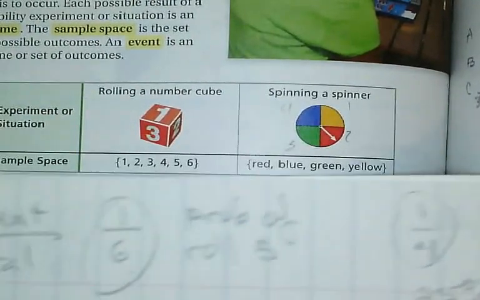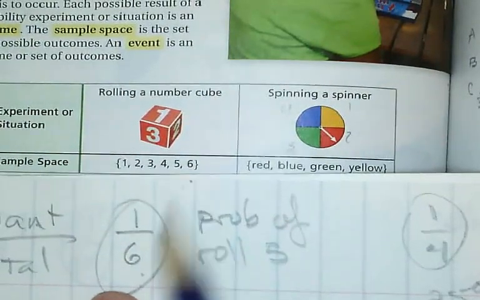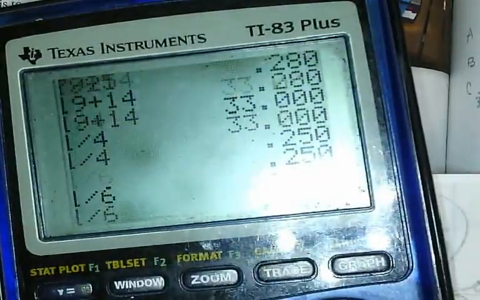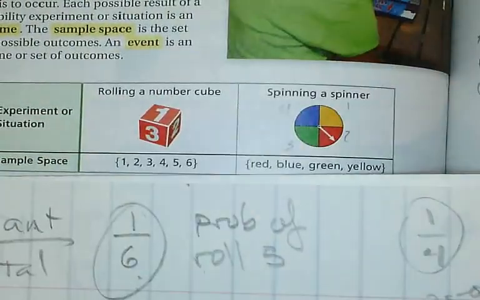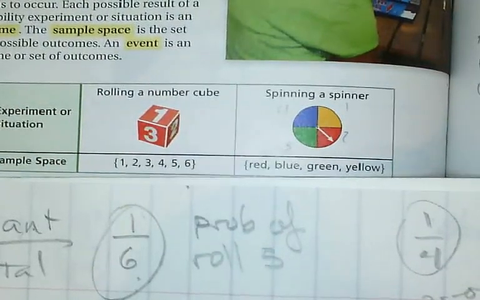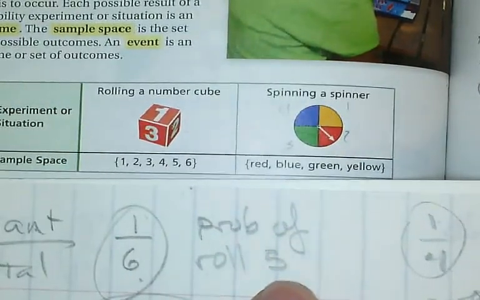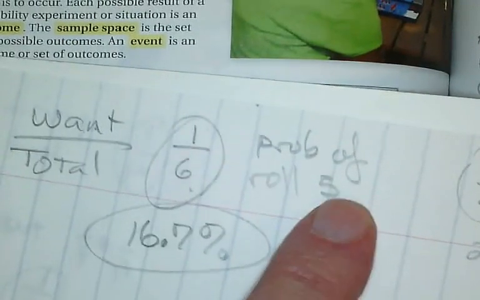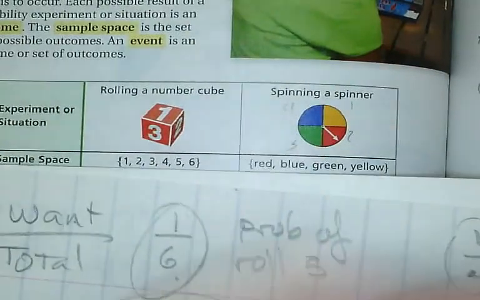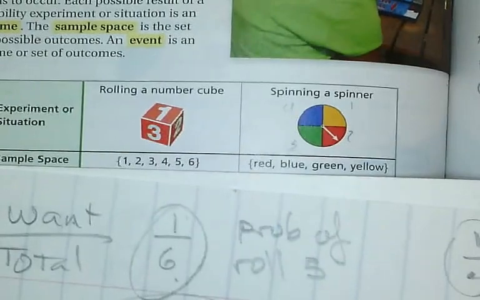What about the die one? When I roll a die, remember there's 6 sides, 1 chance out of 6. Well, if I do 1 divided by 6, that's 0.167. So that's 16.7% of the time it's going to land on a 5. That's 1 chance out of 6, it's going to land on the 5 when I roll it. Or what if it's a 3? Same thing, 1 chance out of 6.